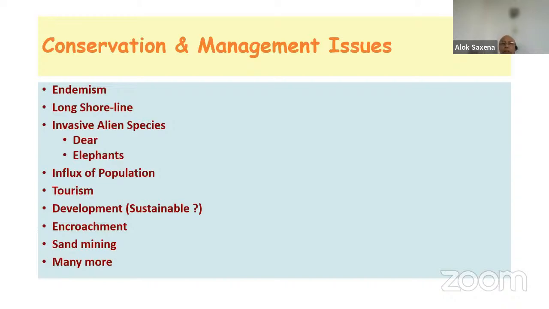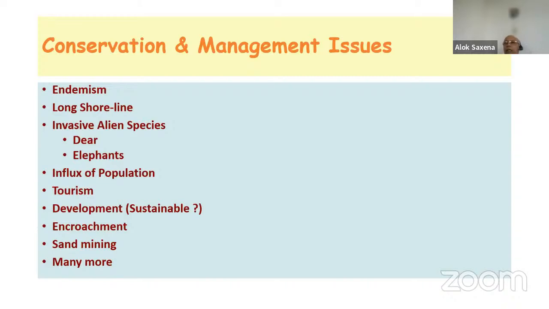Its population was increasing because, as all of you know, deer is a prolific breeder if food resources are there. But at that time the Wildlife Protection Act was not there and there was no restriction on hunting. So the people of the Andamans were killing deer and eating them. Human beings were the natural predator of deer.